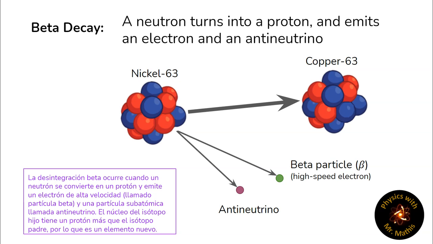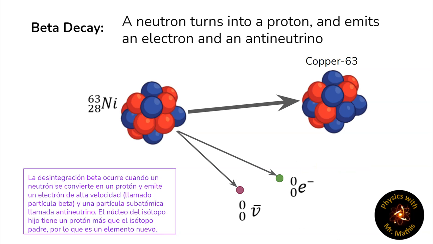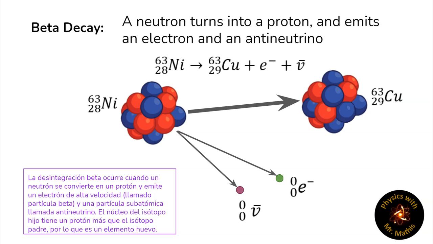Let's look closer at the isotope notation. Nickel-63 has 28 protons. The antineutrino and the beta particle have no protons and no neutrons, so their atomic mass and atomic numbers are 0. And copper-63 has 29 protons. Notice that the nickel and the copper isotopes both have mass numbers of 63, so they have a total of 63 nucleons. If we look at the chemical equation, we see nickel-63 becomes copper-63 plus an electron and an antineutrino.